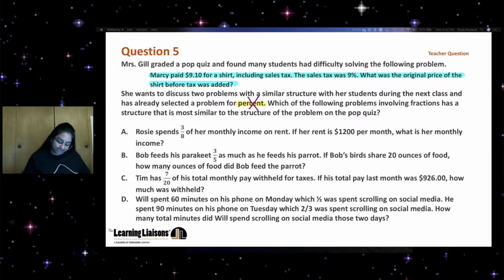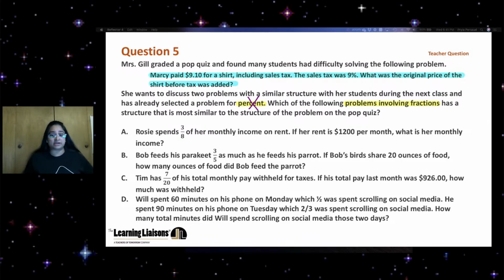Then it proceeds to tell us which of the following problems involving fractions, so we're looking for something that involves a fraction, has a structure that is most similar to the structure of the problem on the pop quiz. Okay, so here's the thing about this. We can read each and every answer, which is great. But reading it doesn't always get us to where we need to be, right? Because I'm going to go ahead and say Rosie spends 3/8 of her monthly income on rent. If her rent is $1,200 per month, what is her monthly income?